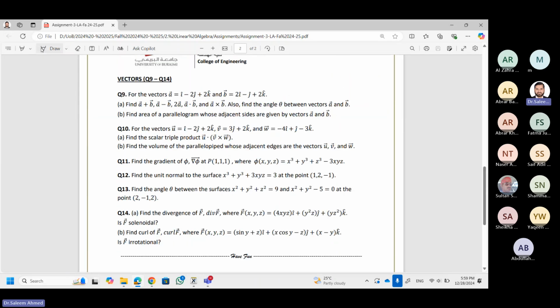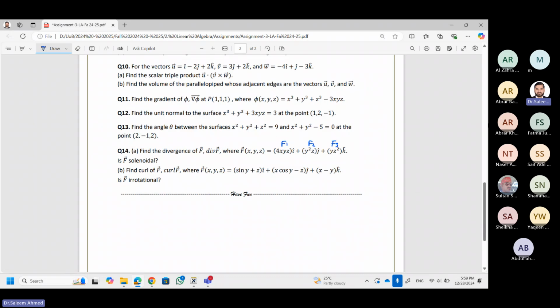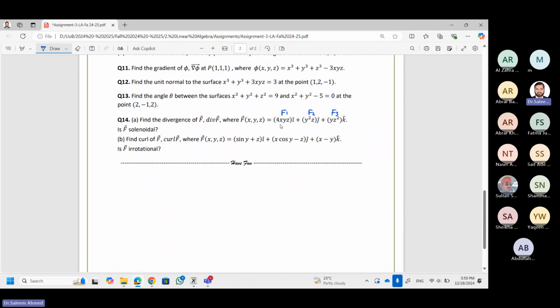So for example, here the derivative, this is your F1. This is your F2. This is your F3. So you just take the derivative of f1 with respect to x. It will be 4. The derivative of x is 1 and y, z are constant, so the derivative of x will become 1.